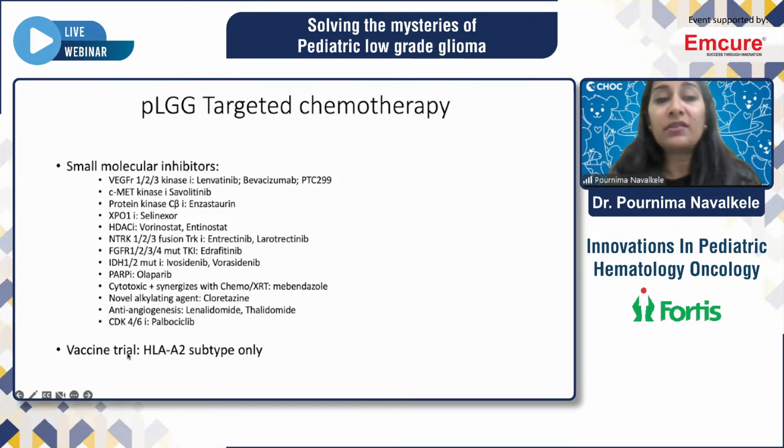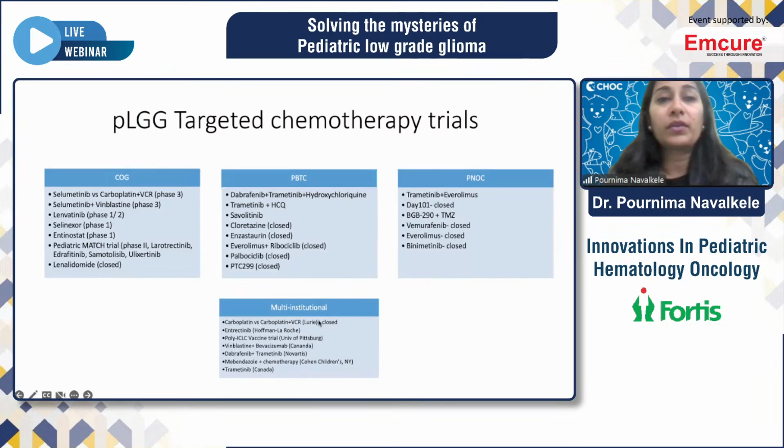Also, there is a vaccine trial currently active for PLGGs, but it's very much restricted to the HLA-A2 subtype in the blood. So the PLGG targeted chemotherapy trials are offered in the US through specific consortia. The Children's Oncology Group is the largest consortium, and it has typically offered the standard of care type of treatment. And when it comes to targeted treatment, it has typically offered it in the phase 1 format for recurrent relapse type of tumors.